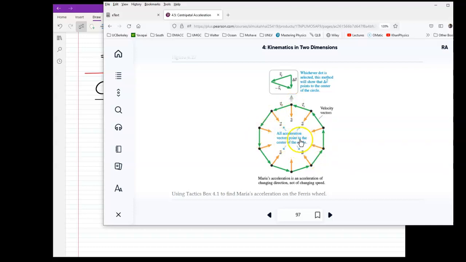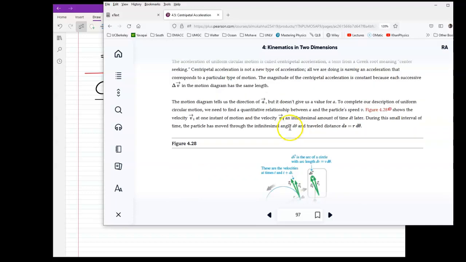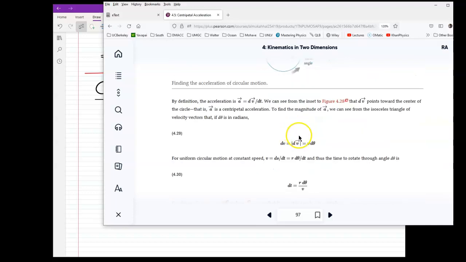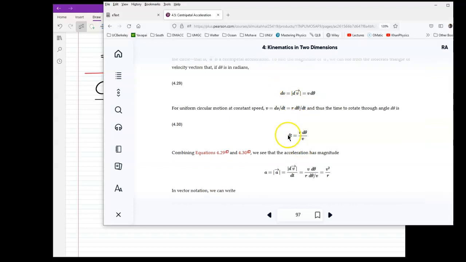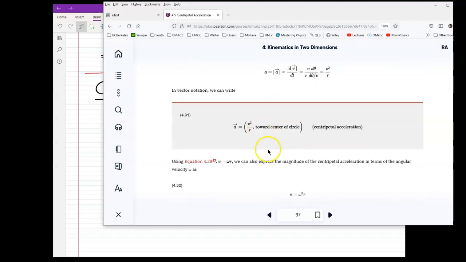All acceleration vectors point to the center of the circle, which is somewhere here. You see what I'm saying? So that's what it is. And it's equal to what we refer to as the centripetal acceleration. Here he goes through the derivation. But anyway, the final result of it is this one right here. This is the most important formula. The centripetal acceleration is v squared over r, and it's always pointing toward the center of that circular path.